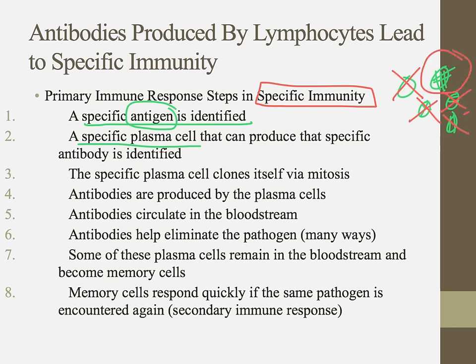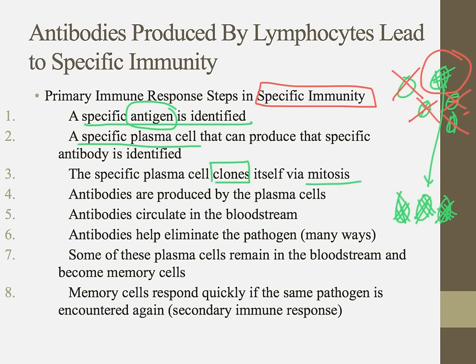Once we find the one that makes what we need, then that one is going to clone itself. I need a bunch more of these guys because that's the thing that makes the antibodies that I need. If I'm talking about cloning itself, I'm going to be undergoing mitosis.